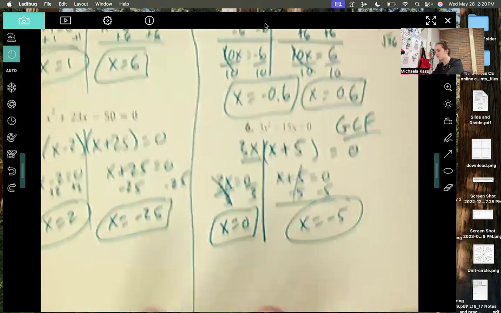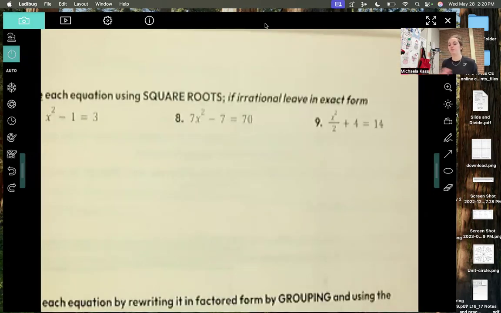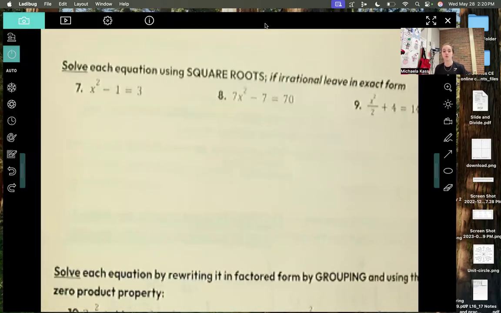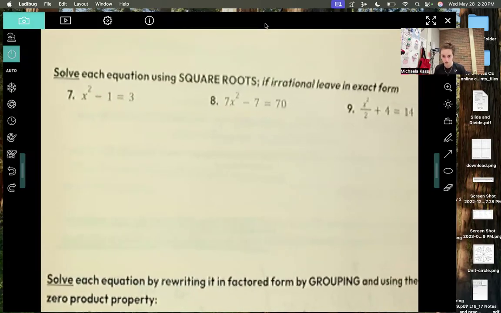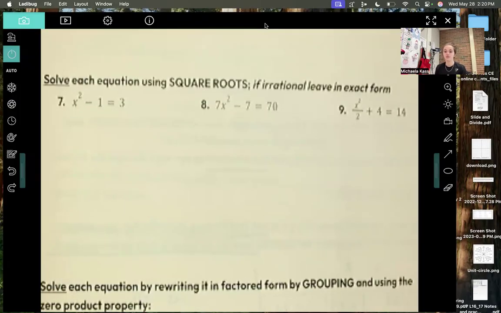Okay, let's try the second page. All right. Now, this one, again, we read the directions because the directions help save us a lot of work sometimes. It says, solve each equation using square roots. If irrational, leave in exact form.